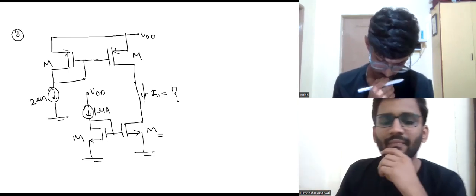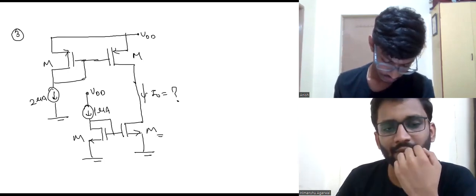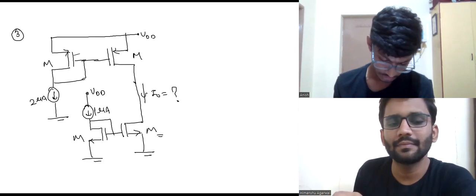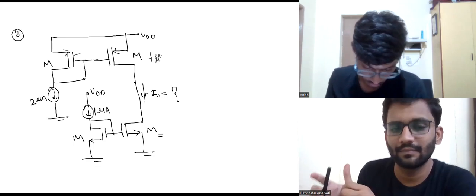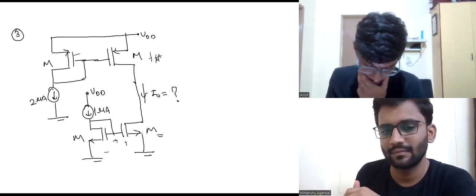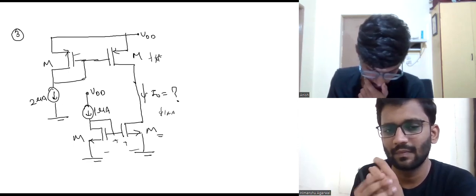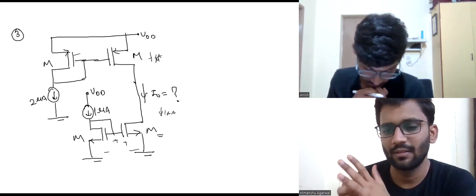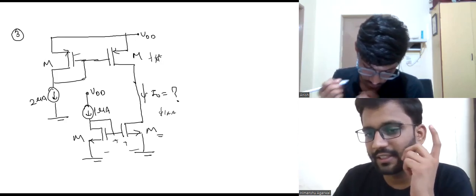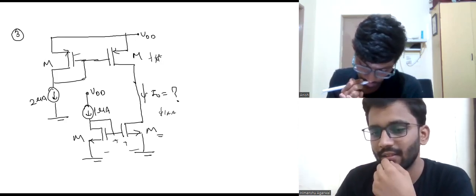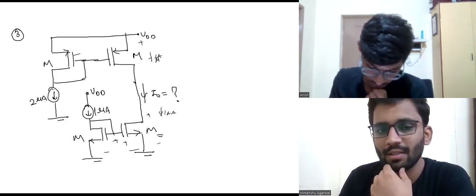So if this has 2 microamps through it, the VGS of these two are the same, right? So from here, 2 microamps will flow. But in this bottom circuit, if VGS here is also the same, this one will try to flow 1 microamp through it. But these two can't happen simultaneously. So there is one more condition for a current mirror: the VDS of both of these should also be the same.